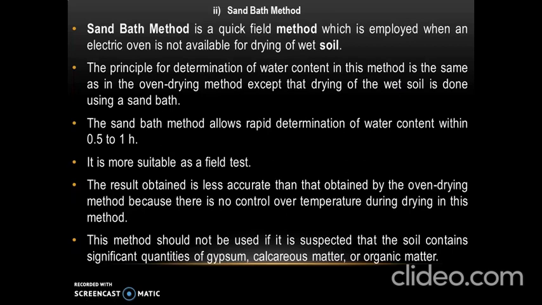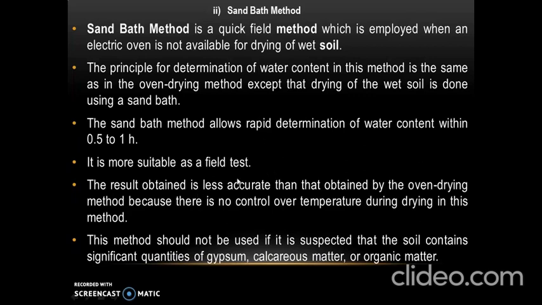And this sand bath will give us the value of water content within 0.5 to 1 hour. In oven dry method, we saw that we need to keep the soil sample in the oven for 24 hours. But whereas in case of sand bath method, you would get the value of water content within 0.5 to 1 hour. It is more suitable as a field test. Sand bath method is a field test, whereas oven dry method is a laboratory test. That means it is conducted in laboratory.